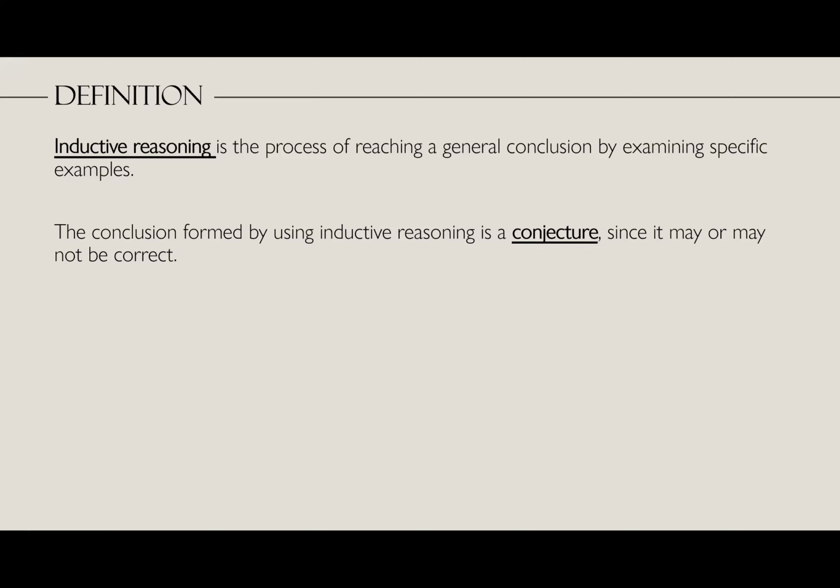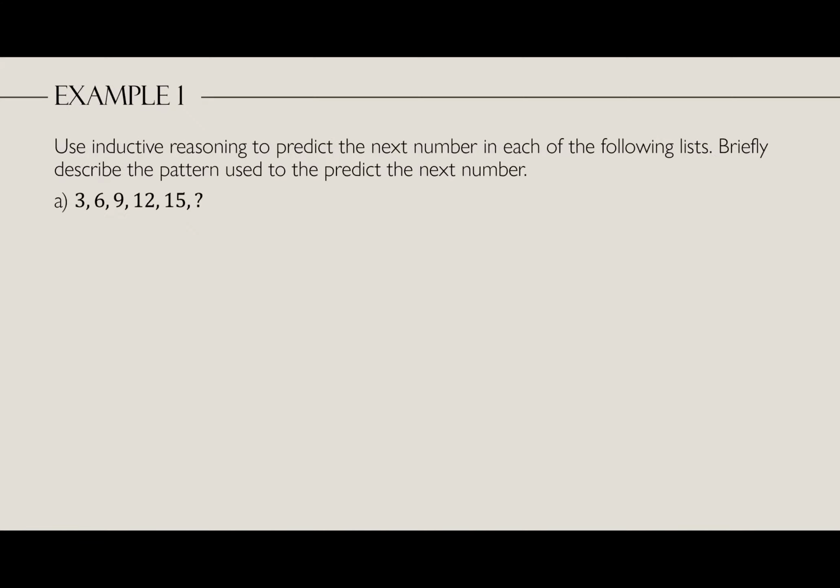The conclusion that we make from inductive reasoning, we call a conjecture. We call this a conjecture because whenever I'm making my conclusion, I may not be sure if it's actually correct or not. So we've defined inductive reasoning and what a conjecture is. Let's put this into practice and do a couple of examples. Let's start off with example one. Using our inductive reasoning skills, let's predict the next number in this list.